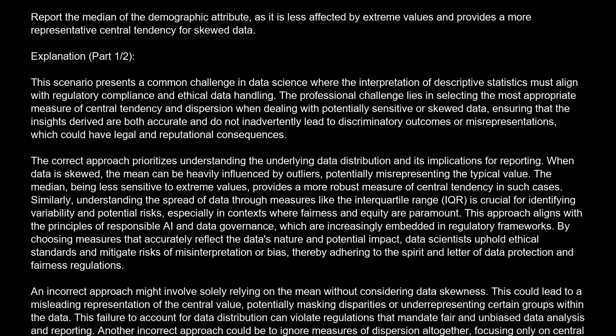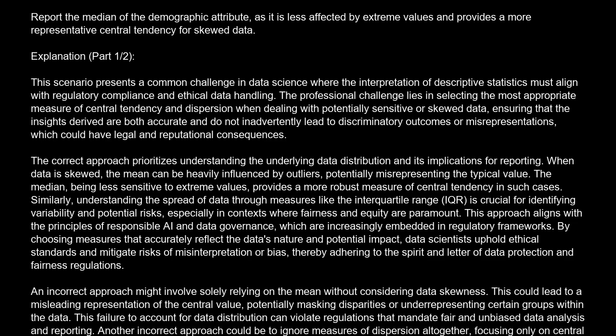The correct answer is A. Report the median of the demographic attribute, as it is less affected by extreme values and provides a more representative central tendency for skewed data. Explanation. This scenario presents a common challenge in data science, where the interpretation of descriptive statistics must align with regulatory compliance and ethical data handling.